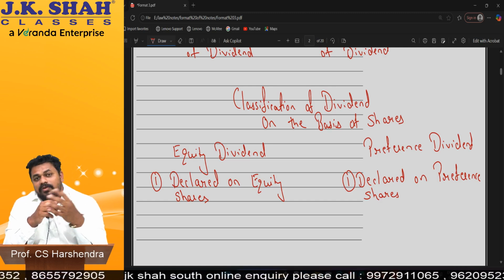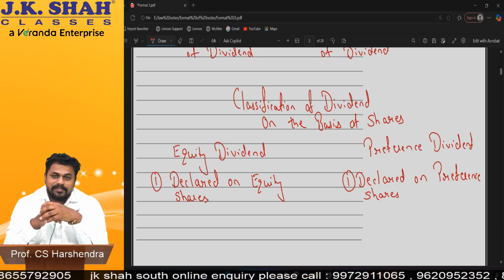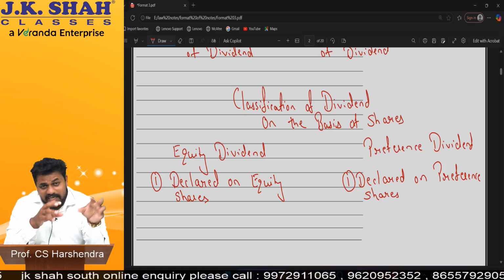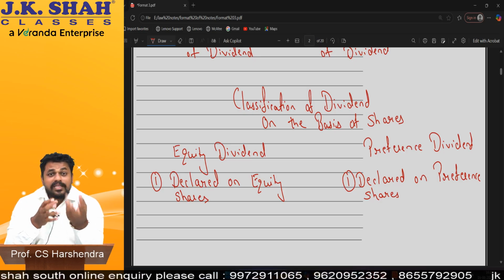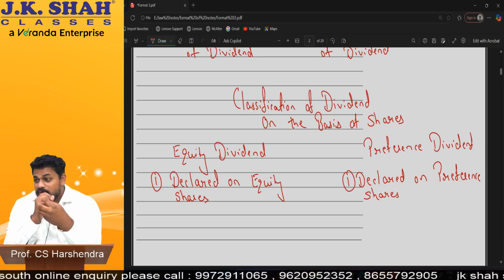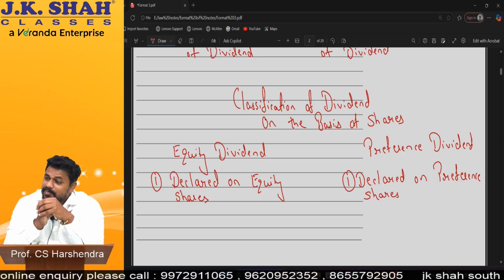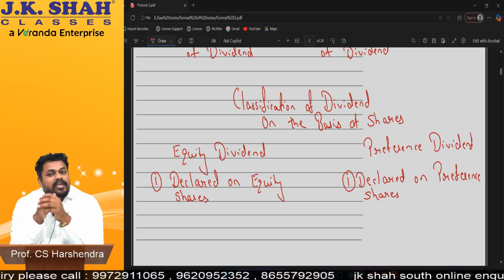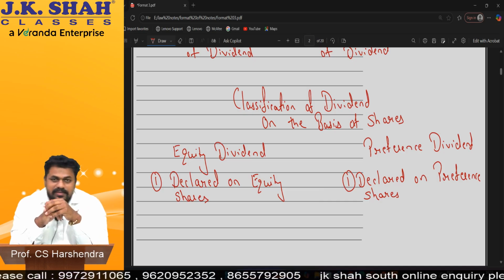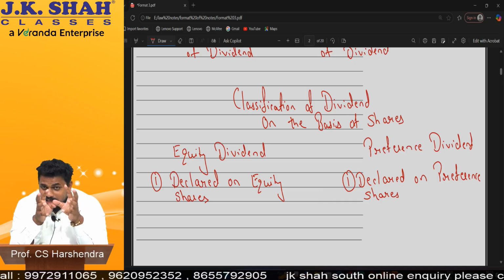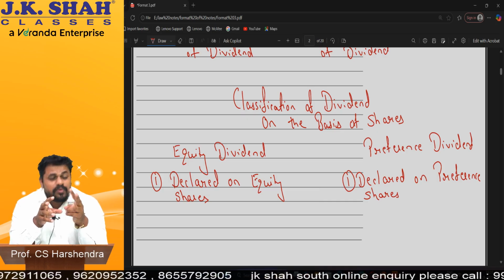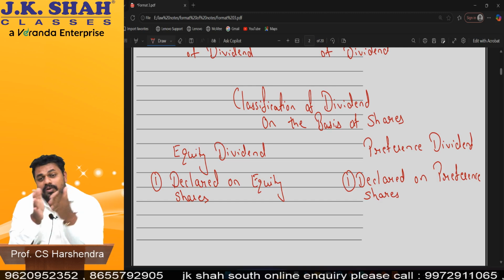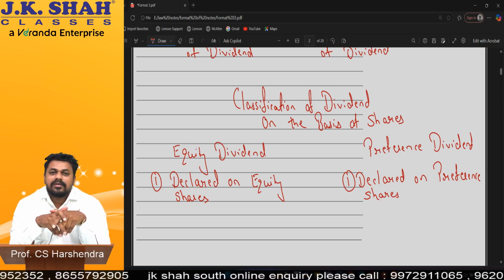Second, preference in repayment of capital. When the company winds up, after selling the assets and paying the debts, the company has to return the capital. So first, you online people's capital is repaid, then this offline people's capital is repaid. So you are preference, they are equity. Am I clear? Any one preference. So if you as a shareholder get any one of the preferences, you are a preference shareholder, or else you are an equity shareholder.